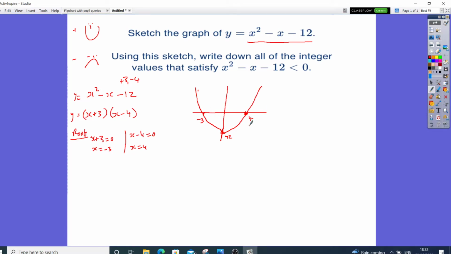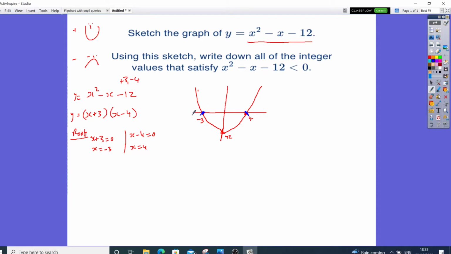Okay, now use it to explain. The next thing is, it says use the sketch to write down all of the integer values that satisfy when this graph is less than 0. So here's the graph, and these are the critical values, between there and there.